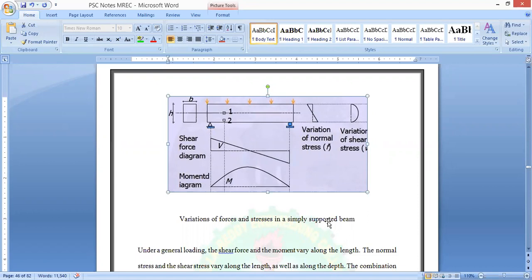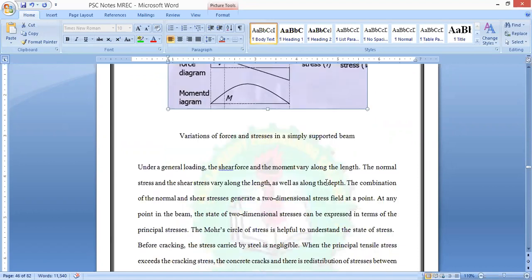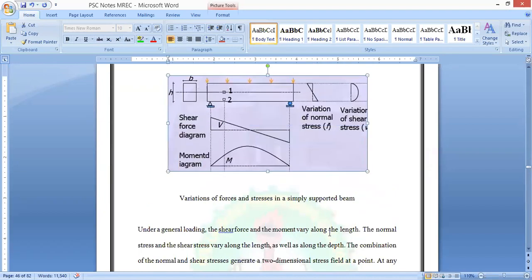Clear? So based on this, one should understand the general loading conditions and how the shear force and moment vary along the length. Clear? So why? Because bending stress and shear stresses always vary along the length, right? So here the normal stress and shear stress vary along the length as well as the depth. Why? Because as your depth increases, your bending stress also will increase. As your depth increases, your shear stress will decrease.